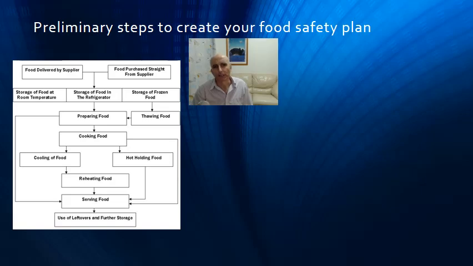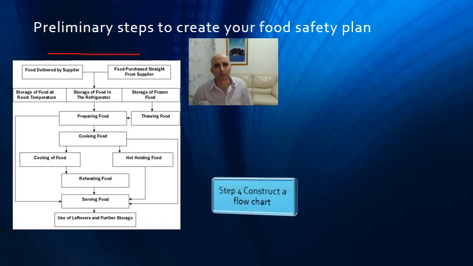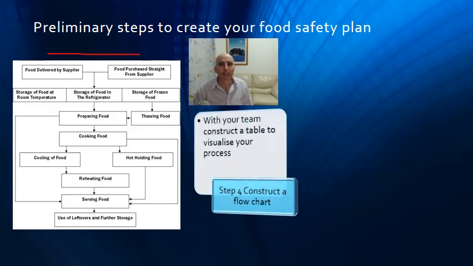Now you look at that and you go, oh, what's that, sir? Well, that's step 4, construct a flow chart. So basically, if you have a look here, this is just an example to get you going. Are food delivered by the supplier? Is it stored directly in the refrigerator? Are we going to freeze some of it?